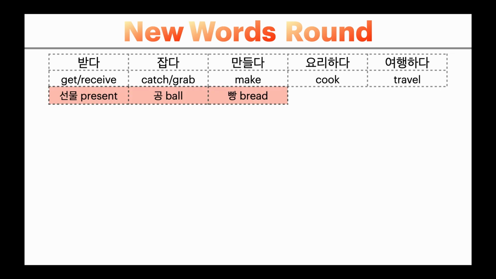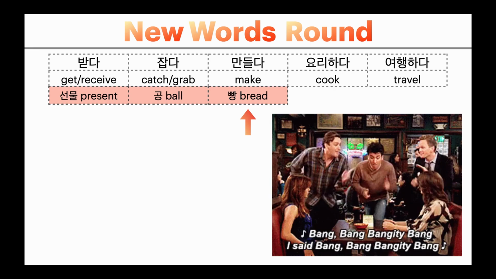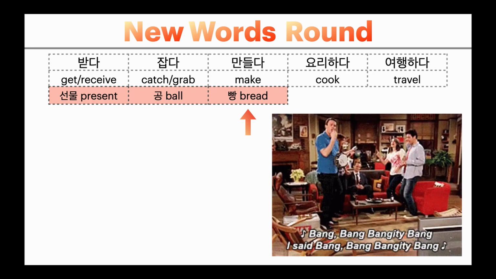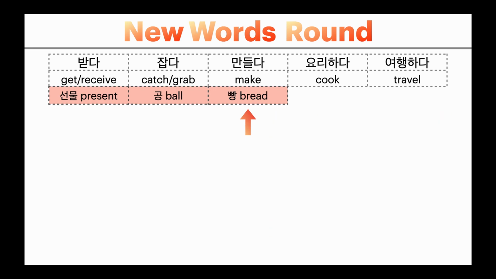And 3 new nouns to make our sentences a bit more interesting. 선물. A present or a gift. 선물. 공. Ball. 공. 빵. Bread. 빵. This word is very fun for me. 빵, 빵, 빵이라 빵. Ba-dum, bum, bum. That's from How I Met Your Mother.